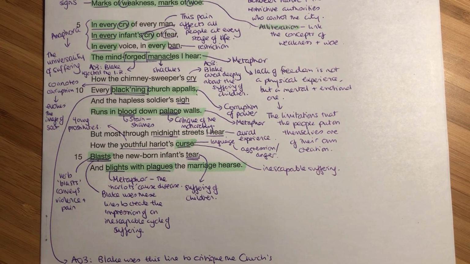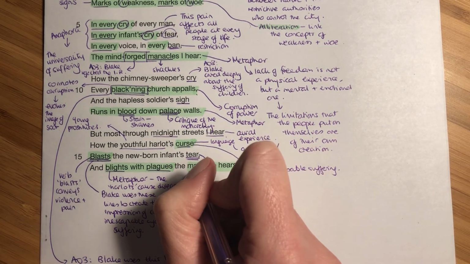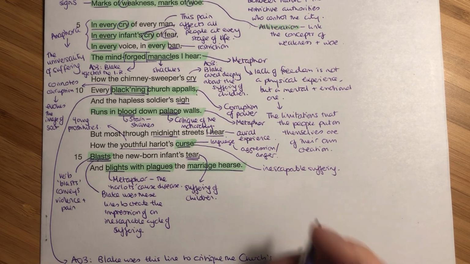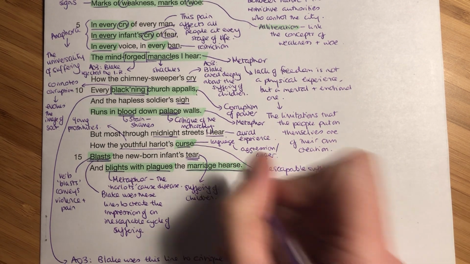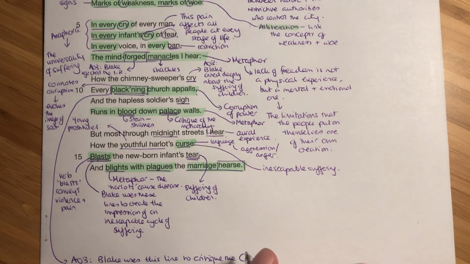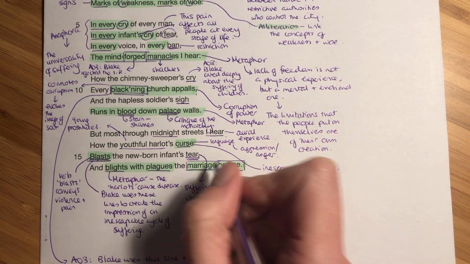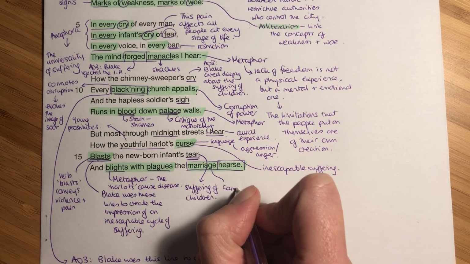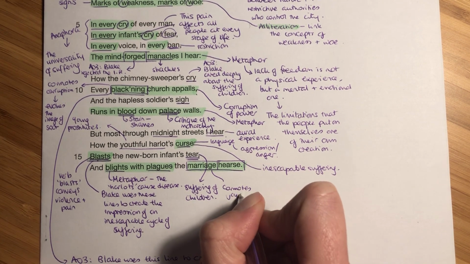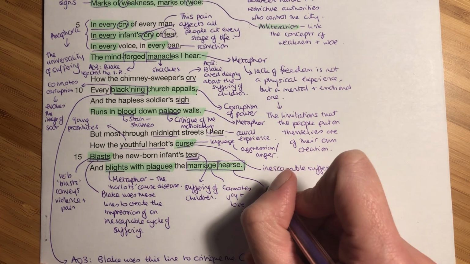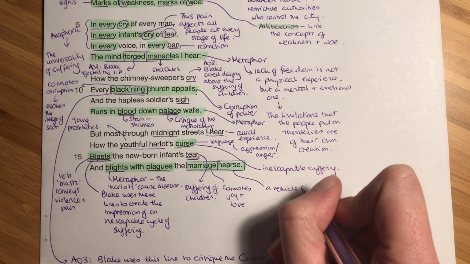And in this final line, Blake uses this really jarring juxtaposition in an imagined vehicle, the marriage hearse. We might imagine a carriage carrying a newlywed couple, but Blake imagines a hearse, a vehicle used to carry a coffin. So we have the juxtaposition of the word marriage with all of its connotations of joy and happiness and love, with the word hearse, which literally means a vehicle for carrying a coffin.